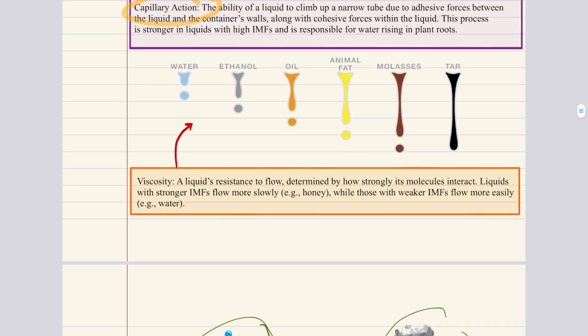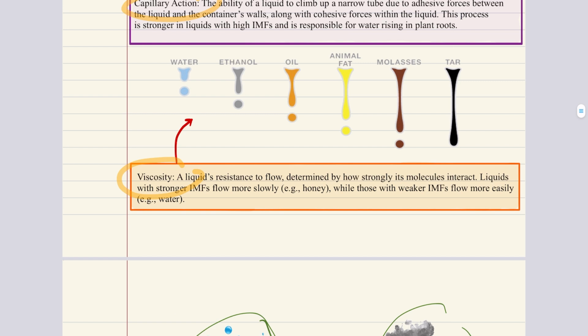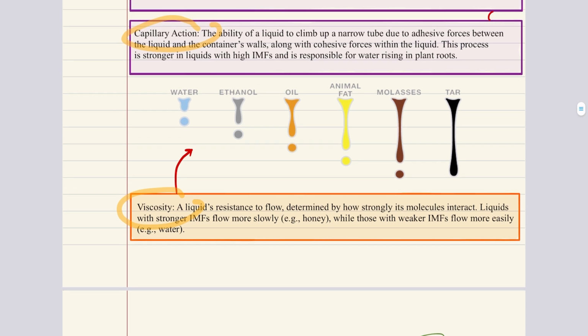Lastly, we want to discuss viscosity. This is a liquid's resistance to flow. This property depends on how strongly molecules interact with each other. Liquids with stronger intermolecular forces flow more slowly because their molecules are tightly held together. In contrast, liquids with weaker intermolecular forces are going to flow more easily. Additionally, molecular shape plays a role. Longer, more entangled molecules are going to experience more resistance to flow, and that further increases their viscosity.